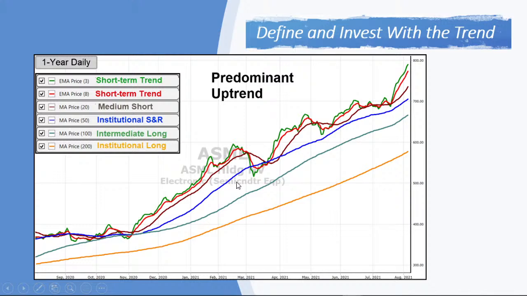We want to pinpoint entries using these other shorter term or intermediate term moving averages. We want to use those moving averages to identify buying opportunities while above the 100 and the 200-day moving averages. I don't know if you guys have ever taken our Trade Like a Pro course. A lot of the techniques that we teach in that course center around stocks that are in long-term uptrends but are pulling back.